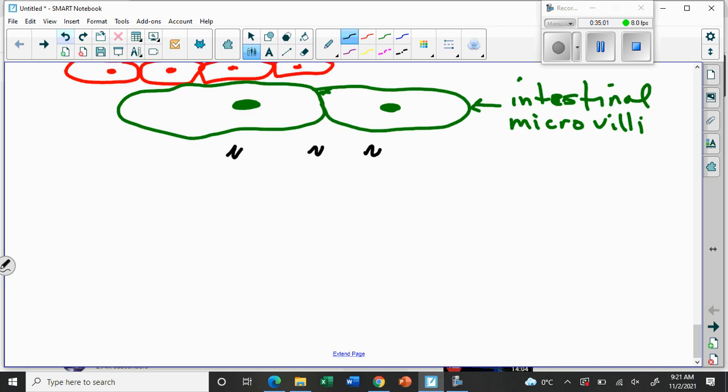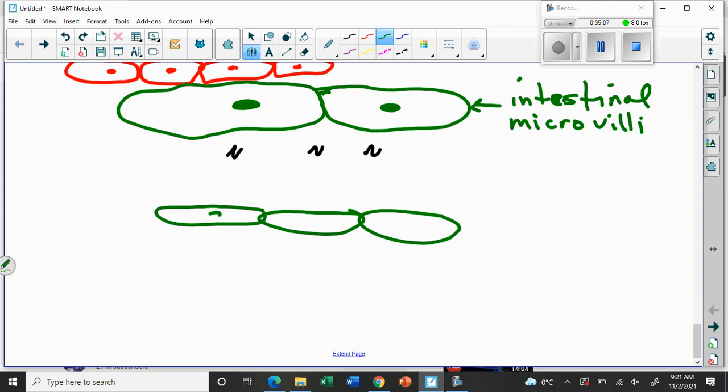So if I make this bigger, there's the intestinal villi cells again. This is the intestinal canal. This is the inside of the intestine, where the food is. It's gone through, right?